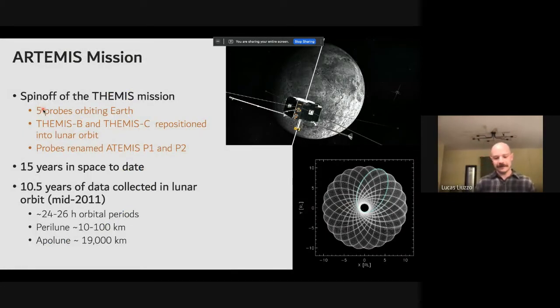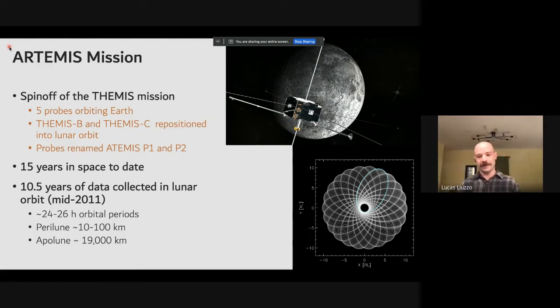So luckily, this gap, at least as of 10 years ago, was filled by the ARTEMIS mission. ARTEMIS was originally part of the THEMIS mission. It was a 5-probe mission orbiting Earth. And after about 5 years of its mission, 2 probes from THEMIS were broken off and sent into orbit around the moon and turned into the ARTEMIS mission. So in total, these probes have already spent 15 years in space.